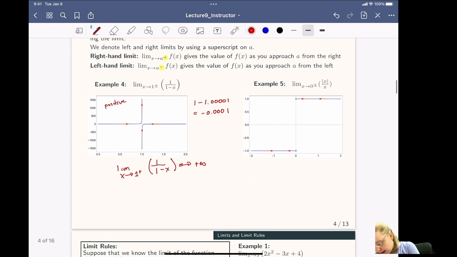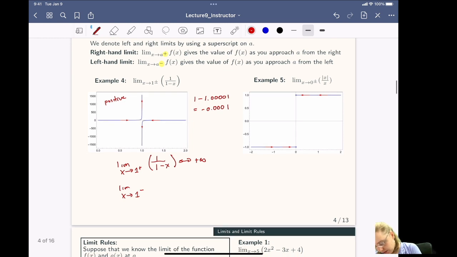So if we take the limit as x goes to 1 from the right-hand side, then, oh, sorry, I think I got this backwards. If we approach from the left-hand side, we have a minus sign there. If we approach it from the right, we have a positive. And this evaluates out to being minus infinity, and the limit does not exist, but it is a different limit than if we approach it from the left.